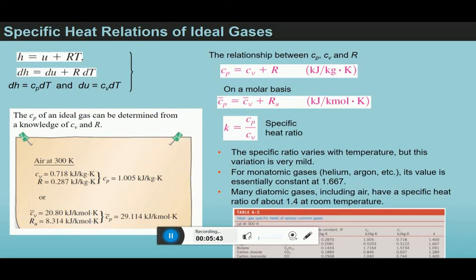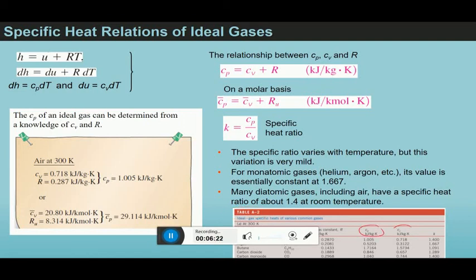Now, earlier we established that h is equal to u plus RT, and we know that dh is equal to Cp dT and du equals Cv dT. So we can conclude that Cp is equal to Cv plus R. So for an ideal gas, if you are given a specific heat, you can deduce the other specific heat if you know the R value for that ideal gas. Also, the ratio between specific heats is called the specific heat ratio, and we symbolize it using k.